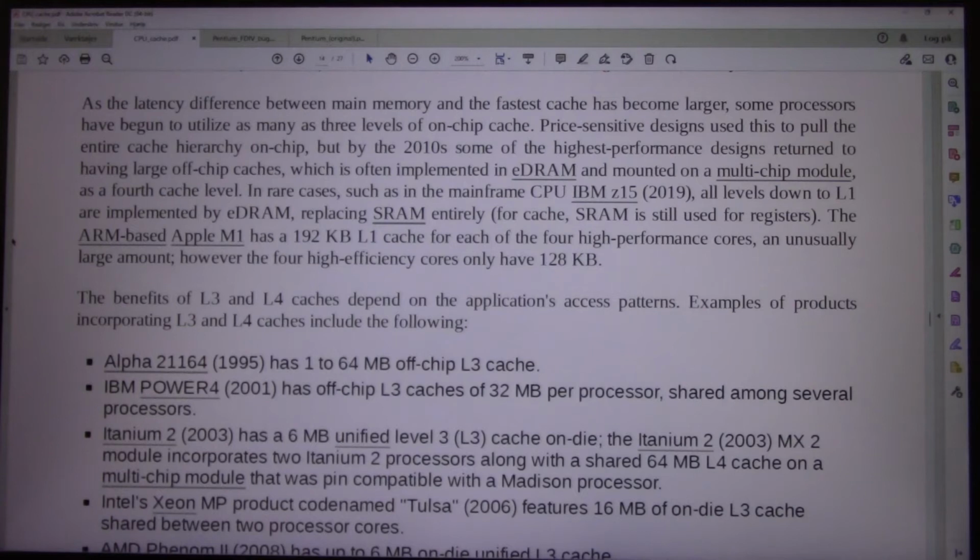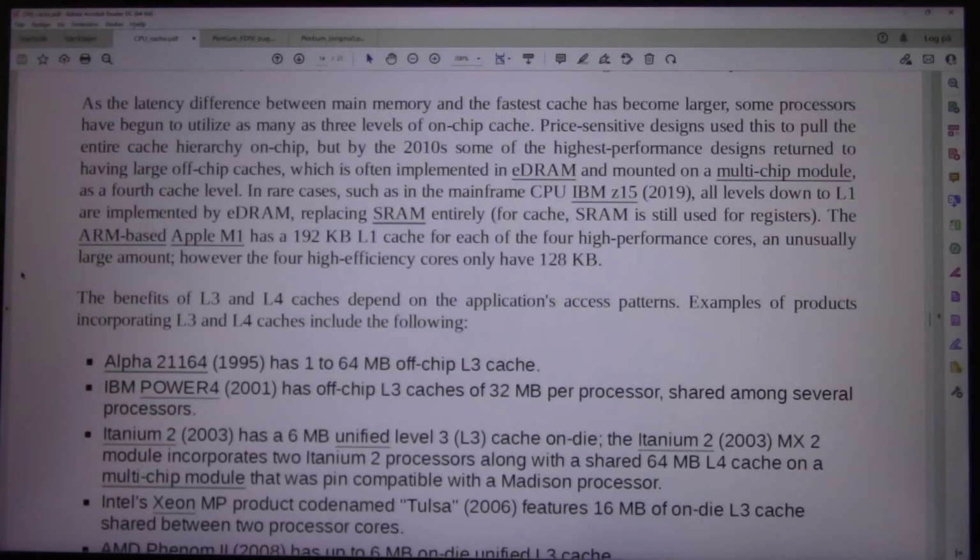SRAM is still used for registers. The ARM-based Apple M1 has a 192 kilobyte L1 cache for each of the 4 high-performance cores, an unusually large amount. However, the 4 high-efficiency cores only have 128 KB. The benefits of L3 and L4 caches depend on the application's access patterns.